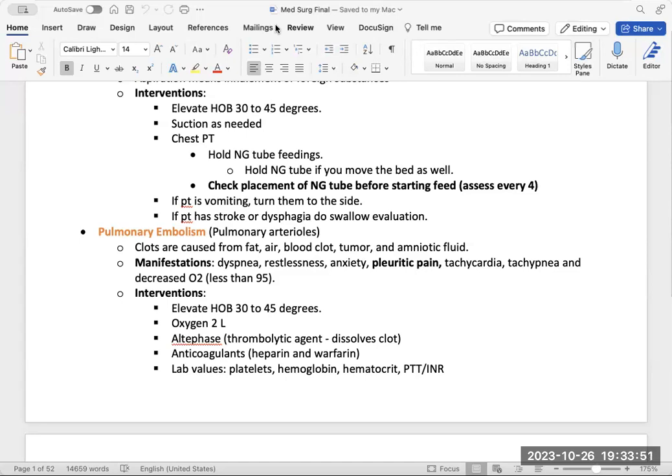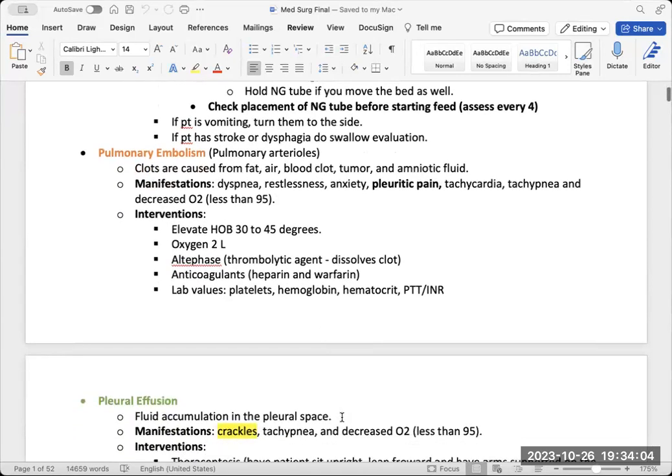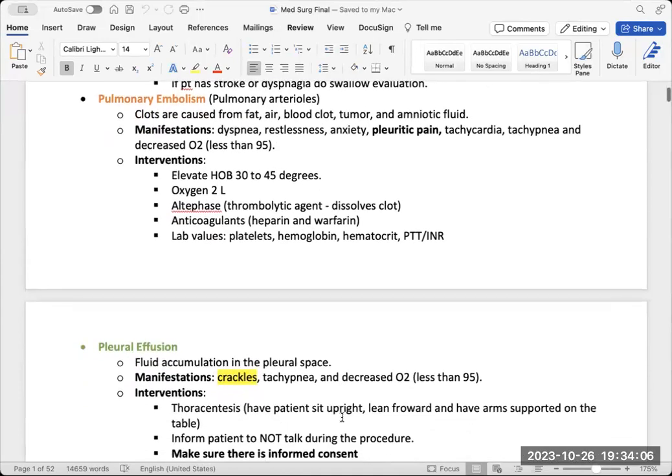And as you mentioned, and some people are talking about the food, if they have dysphagia or a stroke, we want to have them do a swallow evaluation before we start anything with food or putting anything in their mouth with these patients. Okay. So the next thing we have is a pulmonary embolism. And pulmonary embolism means that we have a clot somewhere in the lungs. It could be a fat, air clot, blood clot, whatever it is.